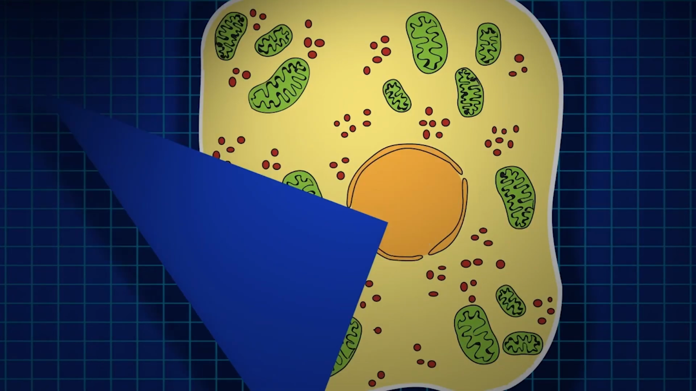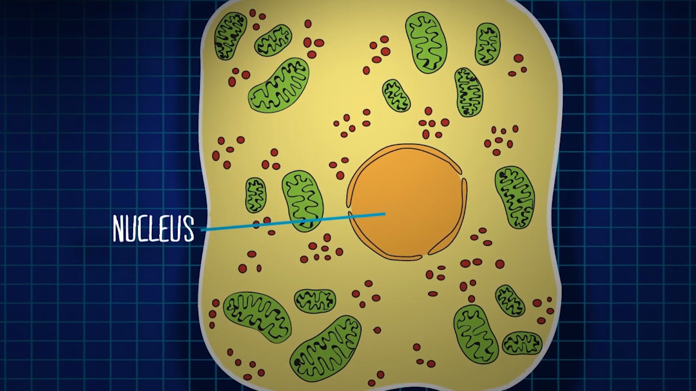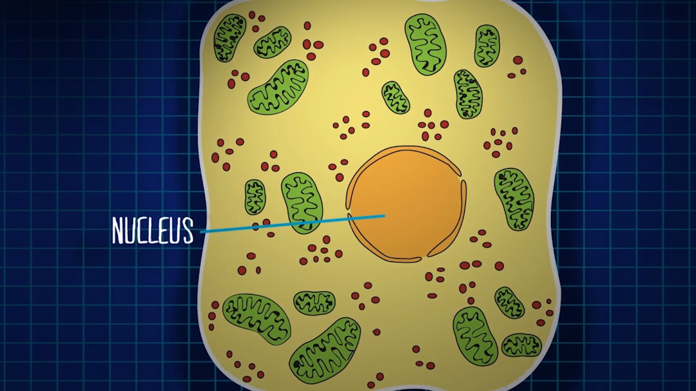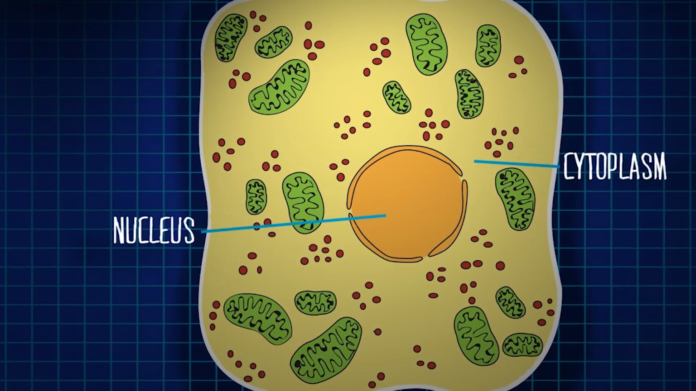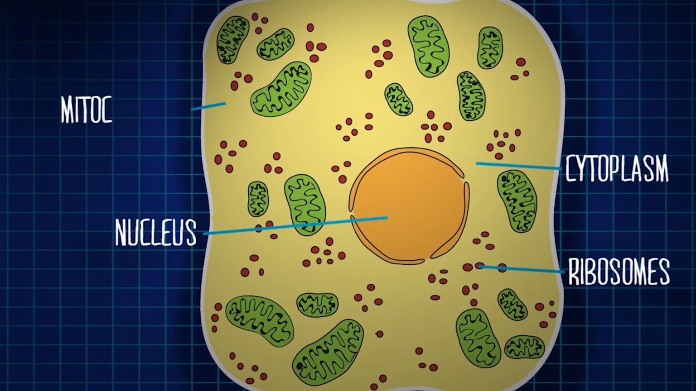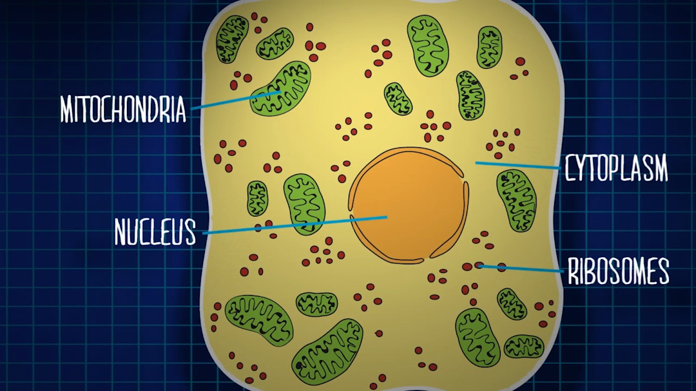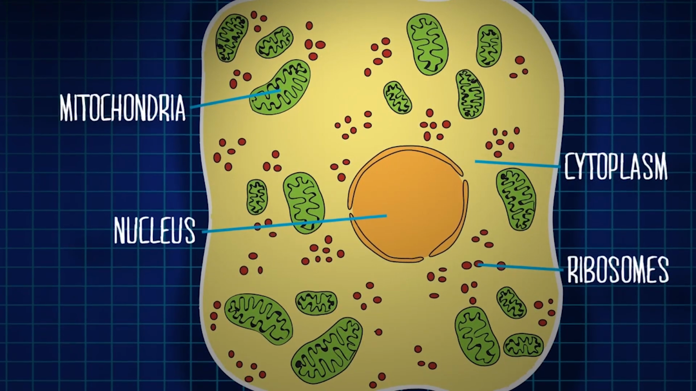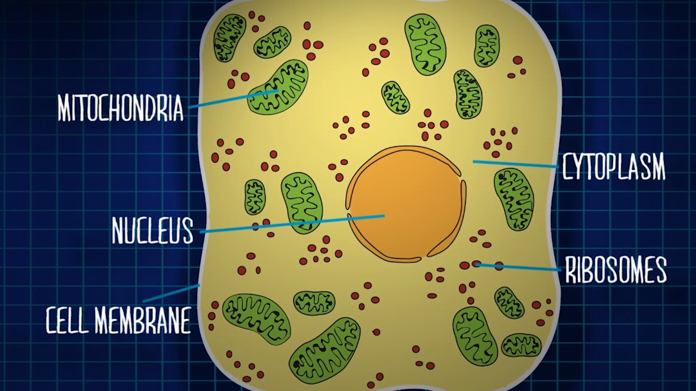Most animal cells have a nucleus which contains the genetic material, or DNA, that controls what the cell does. They also have cytoplasm, a gel-like substance where most chemical reactions take place. They have ribosomes, which make proteins, and mitochondria, where most reactions for respiration take place. Respiration releases energy that cells need to function. They also have a cell membrane. This controls what goes in and out of the cell.